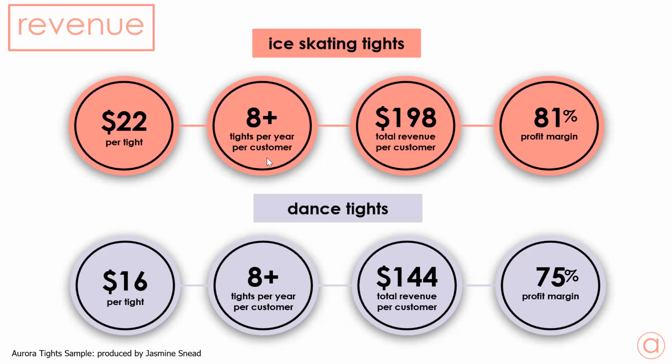They determined, based on their cost, that they were going to charge $22 per tight. They thought they could sell roughly 8 to 12 tights per year in that first year, making their total revenue 198. And then they had a separate SKU. They had ice skating tights and dance tights, and dance tights cost a little less, so the revenue per customer is going to be a little lower.